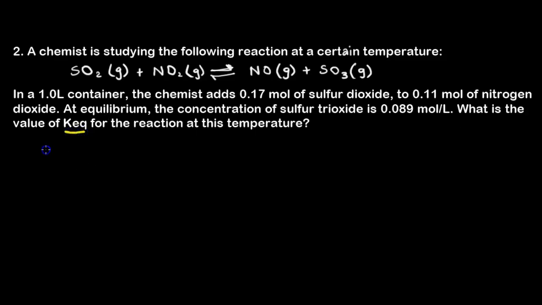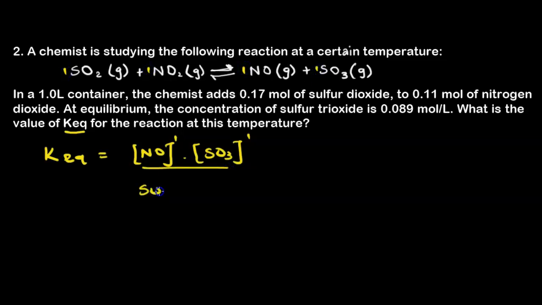So let's write down what K equilibrium is going to be first. We know K equilibrium is going to be equal to the product of the products: NO concentration multiplied by SO3 concentration, each raised to the power of 1 because the stoichiometric coefficients are 1, divided by SO2 concentration raised to the power of 1 multiplied by NO2 concentration raised to the power of 1. Now we have to remember that these concentrations should be at equilibrium.